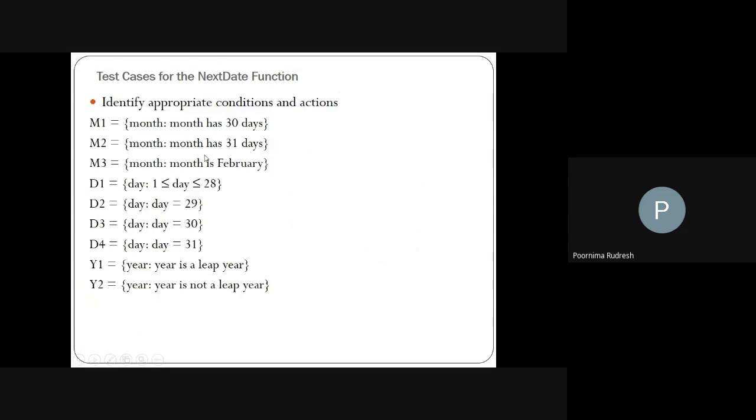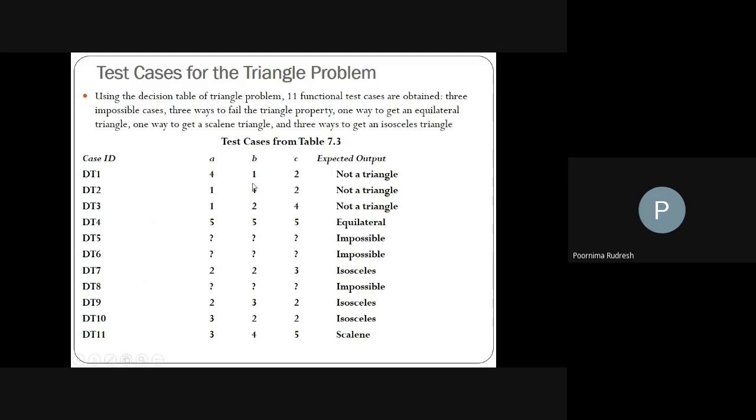Similarly, for the second one, dt2, we are entering the values for A, B, C as 1, 4, 2, and here we are checking whether B is less than A plus C. No, it is not possible, right? Here the B value is entered as 4 and A plus C is 1 plus 2, which is 3, whereas B value is 4.